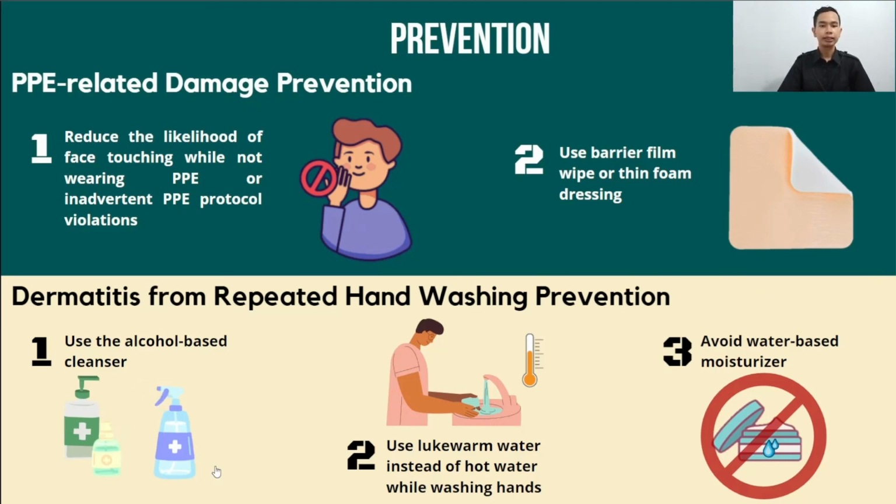The next type is prevention of dermatitis from repeated hand washing. It can be done by using an alcohol-based cleanser for disinfecting hands. The next one is to use lukewarm water instead of hot water while washing hands, because frequent usage of hot water can lead to skin dryness. And the last one is to avoid water-based moisturizer because it can enhance transepidermal water loss.